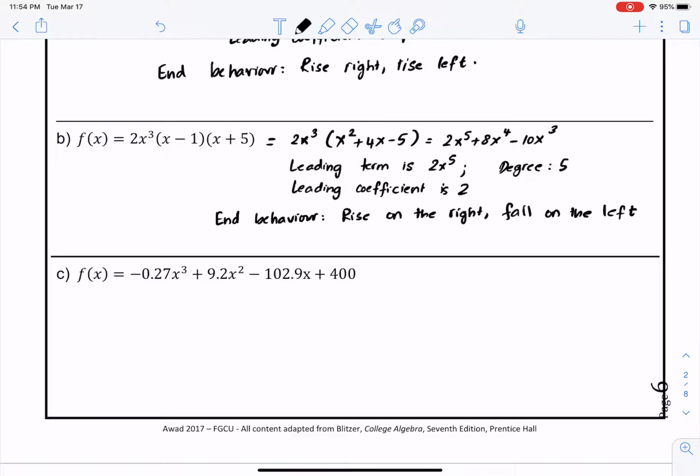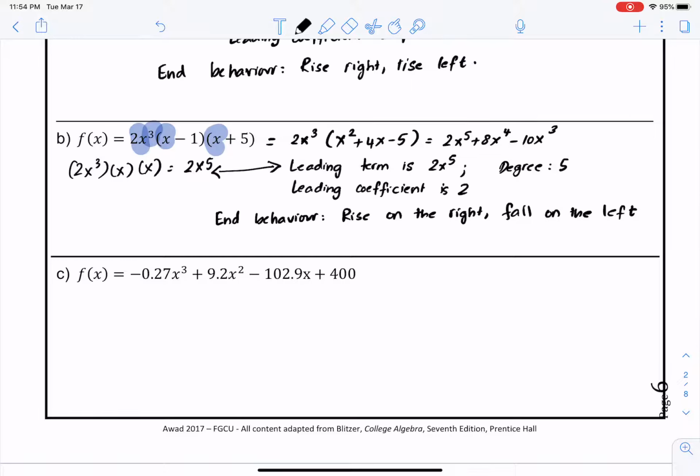So a key thing to notice here is that the foiling and distributing of the 2x cubed inside the FOIL part is unnecessary. So all we have to do to determine the degree is to simply multiply the leading terms in each of those factors. So what we have is 2x cubed times x, and that would give us 2x raised to 5, and you can see that the leading term is 2x raised to 5.